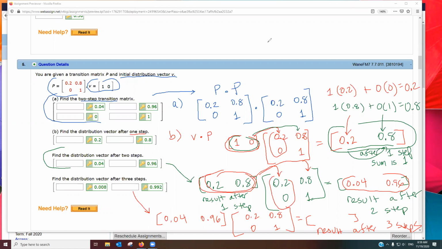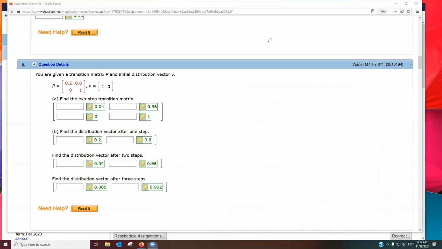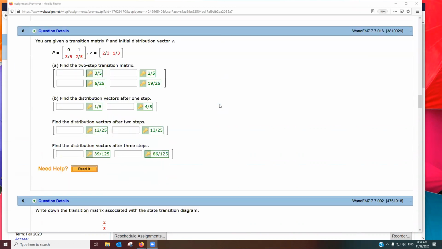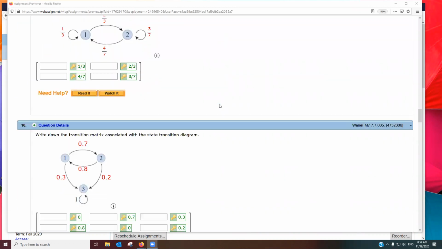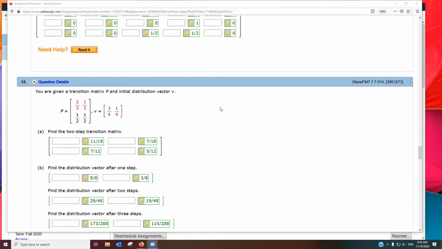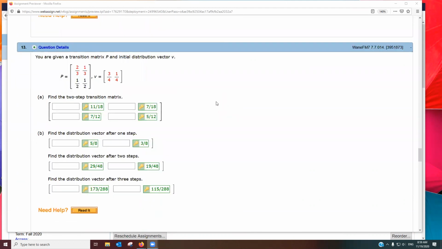All right. So let's see if there's anything else. Some of these are very similar. Just looking if there's anything else.